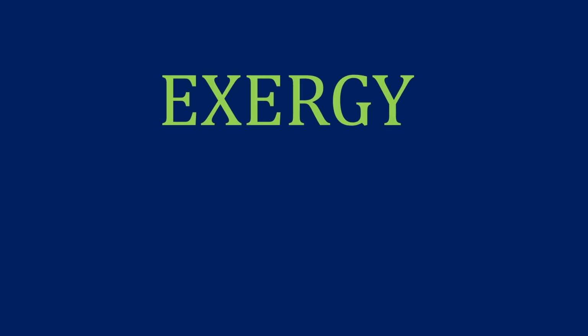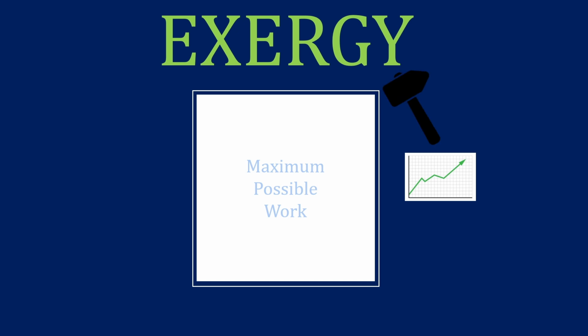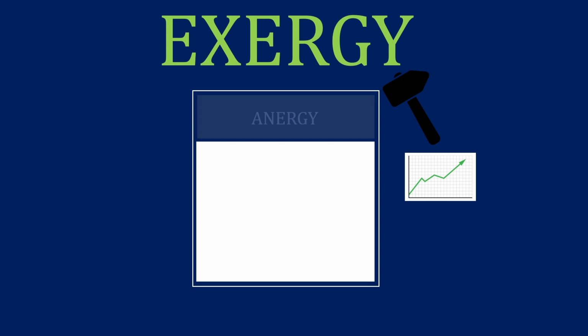To get more conceptual, we look at exergy and anergy. Exergy is the maximum potential work of a system, how good this system can be. As entropy increases, it destroys this exergy, transforming it into the useless energy quantity, anergy.